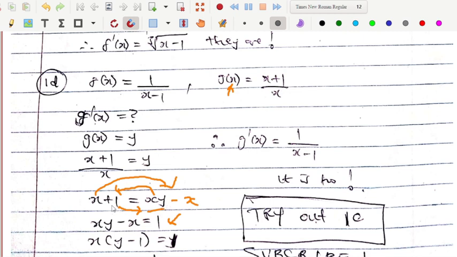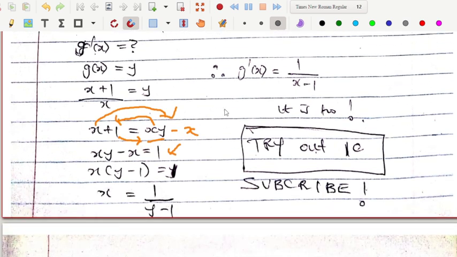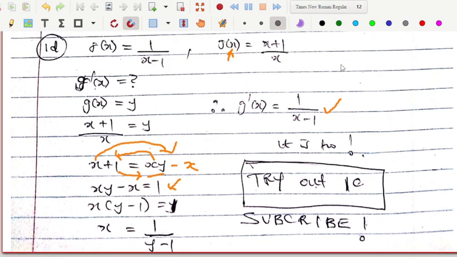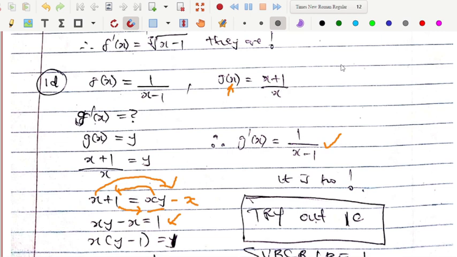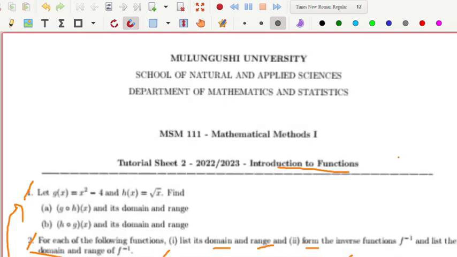You just swap them. Since it is x, y minus x, then there will be 1. Since this won't be long, it will no longer be here, then it will be like this. Then here you factorize your x, then your answer will come out like this. Therefore the g inverse of x is that expression, which is also similar to f of x. So you can try out one. See, I didn't answer it.